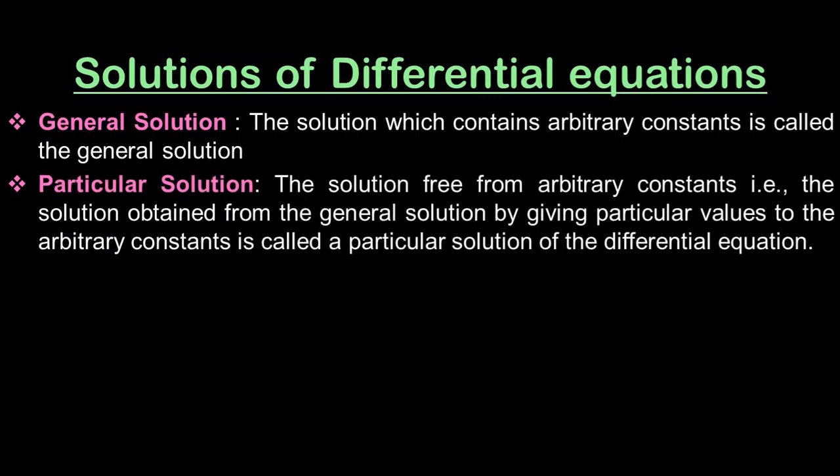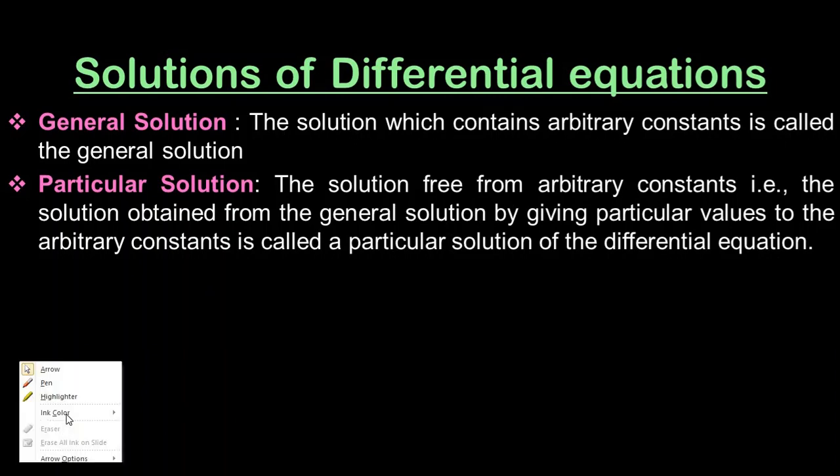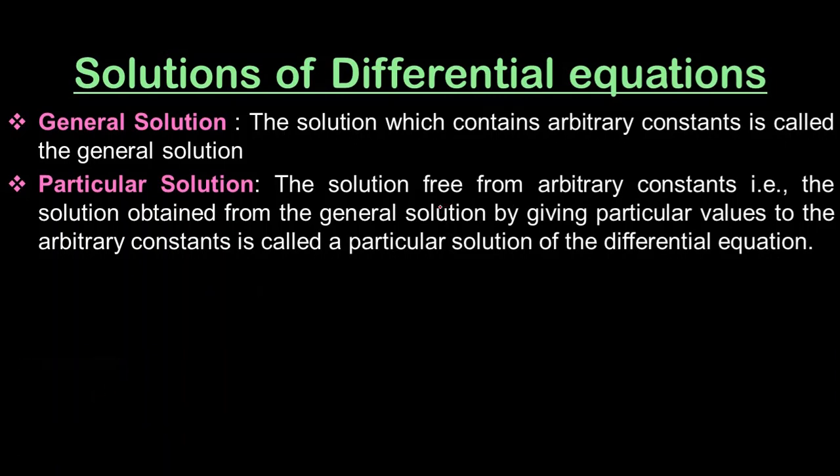Whereas there is another category of solutions, which is the particular solution. A particular solution does not have arbitrary constants. That is, in a general solution, when you substitute values, then you will get a particular solution. The solution obtained from the general solution by giving particular values to the arbitrary constants is called a particular solution.